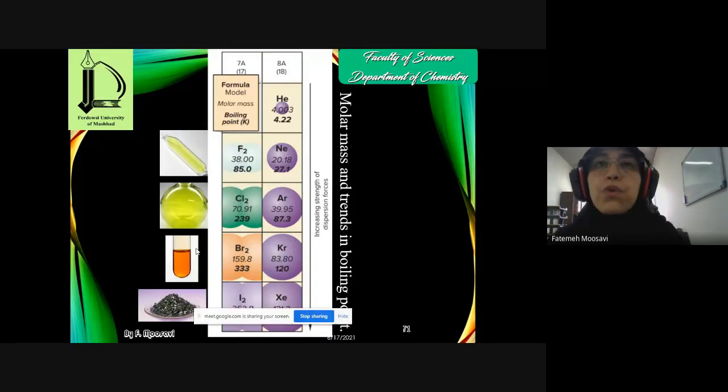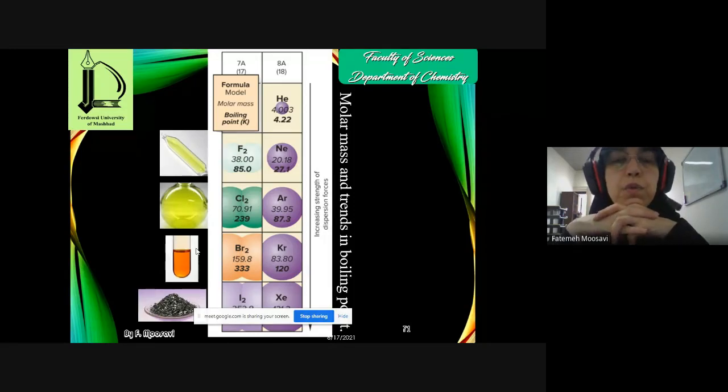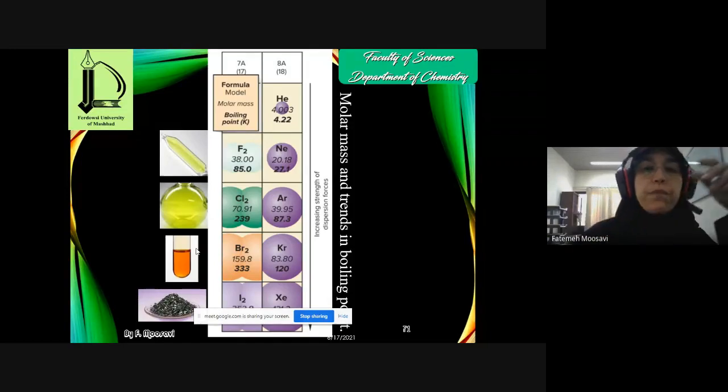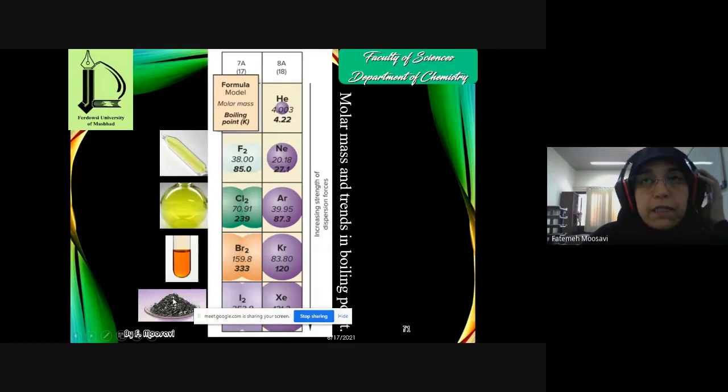This is also true in the case of the halogens. You know that halogens change from gases to solid at room temperature. You know that F2 and Cl2 are gases. They occupy a whole container. Br2 is liquid and iodine is solid.